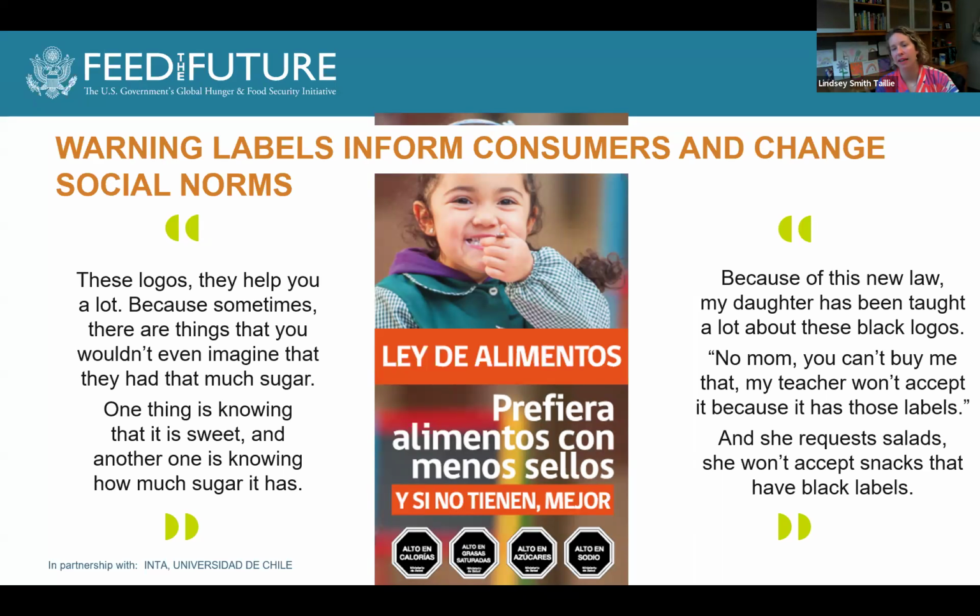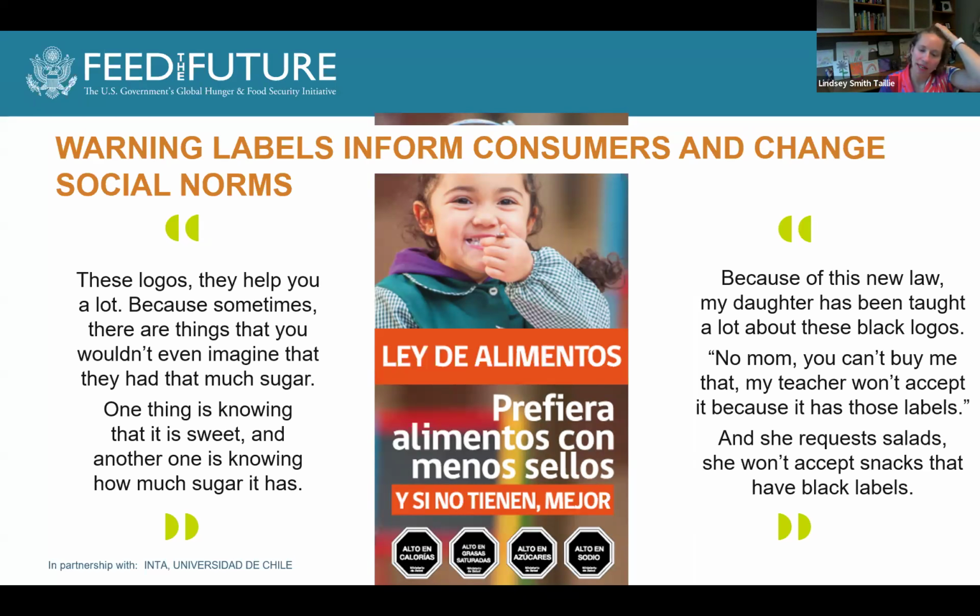So this mom is saying, "Because of this new law, my daughter has been taught a lot about these black logos. No, mom, you can't buy me that. My teacher won't accept it because it has those labels. And she requests salads. She won't accept snacks that have the black labels."